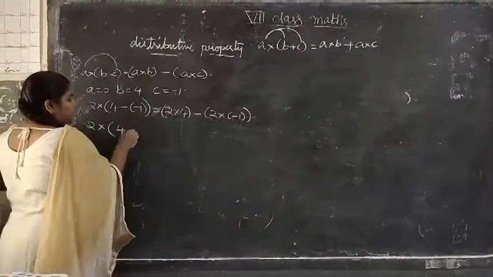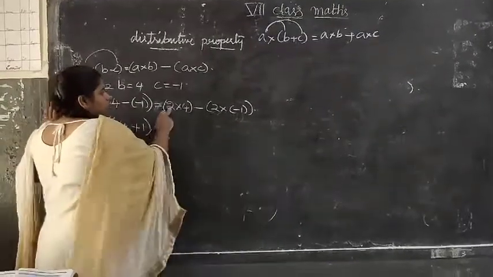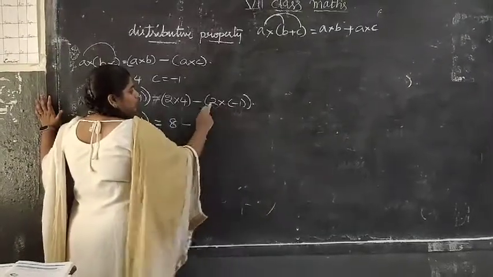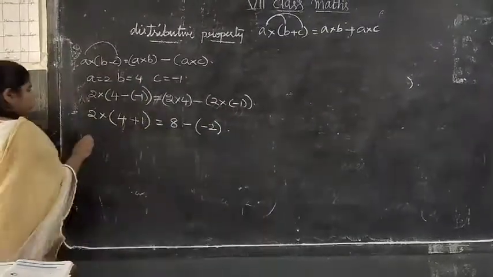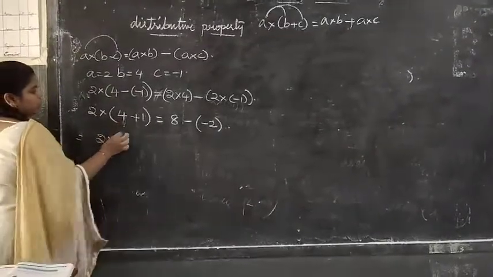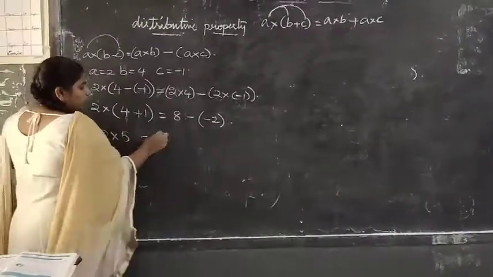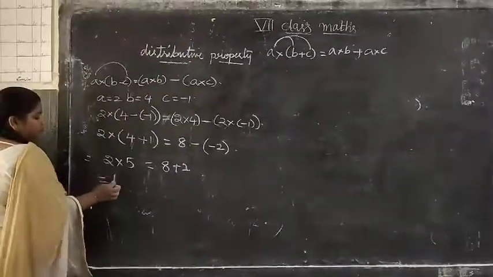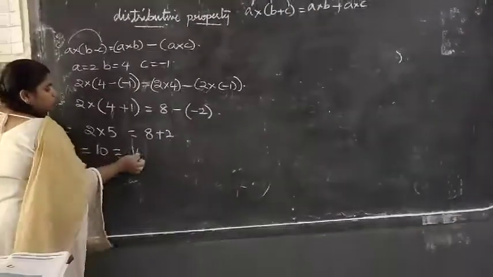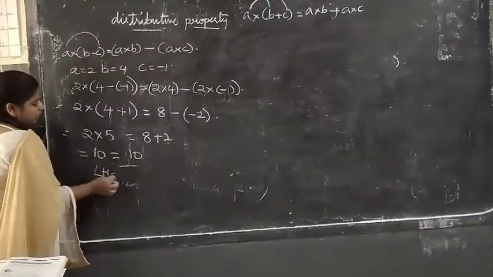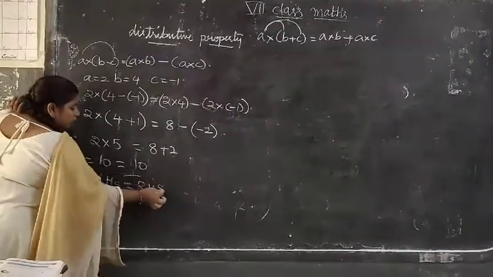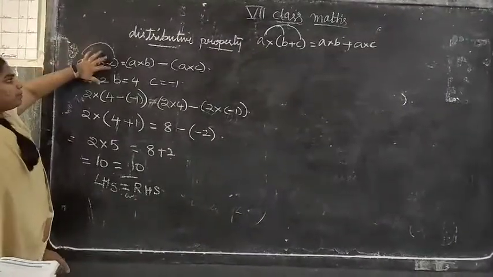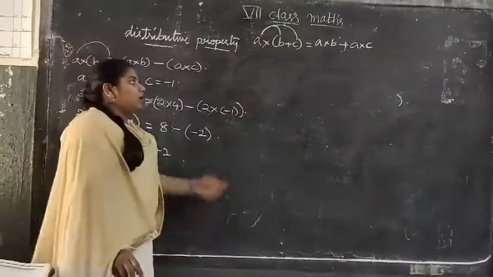Minus into minus is plus 1 is equals to 2 4s are 8 minus. Now here plus into minus is minus, 2 1s are 2. So 2 into 4 plus 1 is 5 is equals to 8 minus into minus is plus 2. So 2 5s are 10 and here 8 plus 2 is also 10. So here we can say LHS part is equals to RHS part, and this distributive property under multiplication over subtraction is also satisfied in integers.